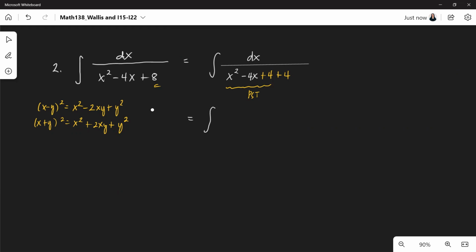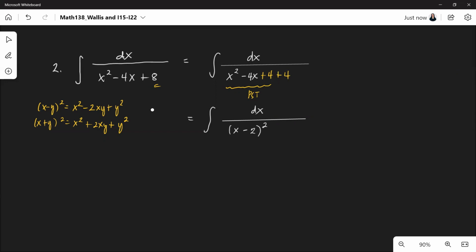x minus y, quantity squared, because x squared is the square of the first term. So the first term of the binomial is x, and it's a minus because the second term is minus 4x. The last term of the trinomial is 4, and the square root of 4 is 2. So it's x minus 2, quantity squared.